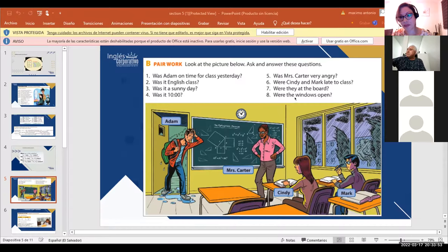Can I say, were they closed? Yes. Or were the windows closed? Yes, you can ask that. Were the windows closed? No, they weren't. They were closed. Okay. That was the last question, right? So, see you in the main section.